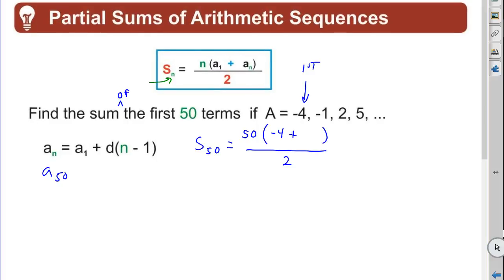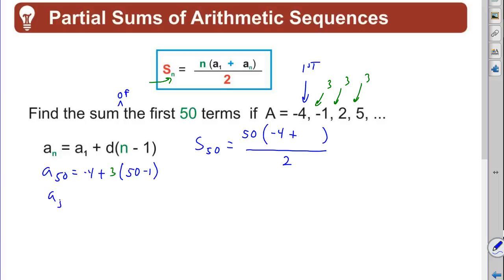So I can find the 50th term with this formula. Okay, so let's go ahead and run it. The 50th term will equal the first term, negative 4, plus, do you remember what d is? d is the common difference. How much is it between each term? You can see that there's a difference of 3 in every term. So 3 is d. Again, n is 50.